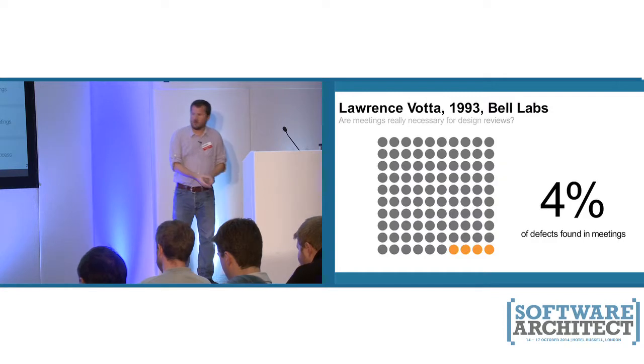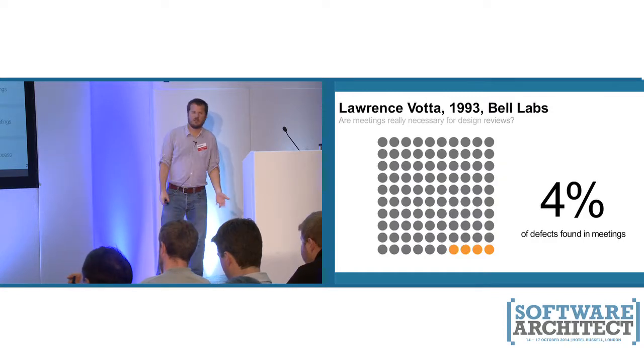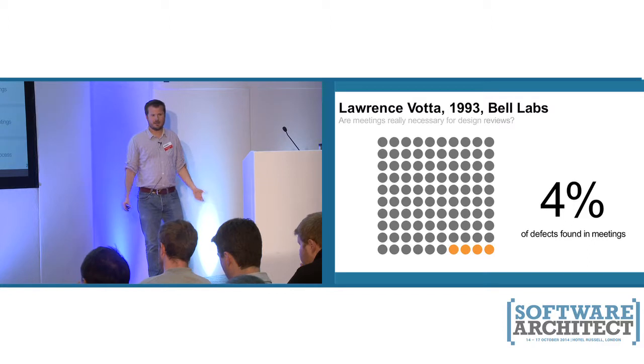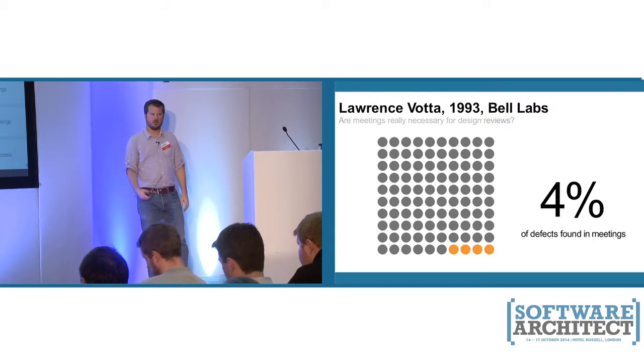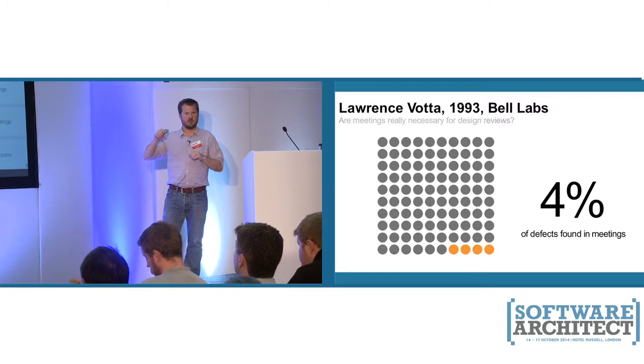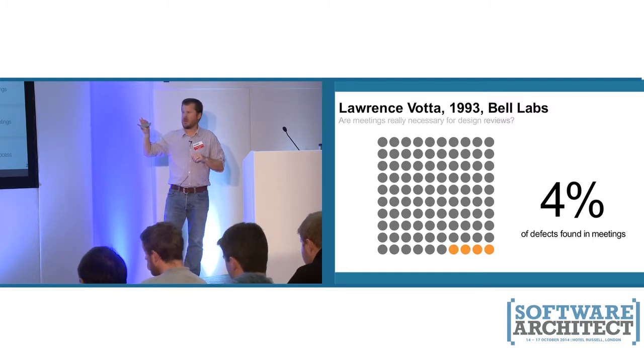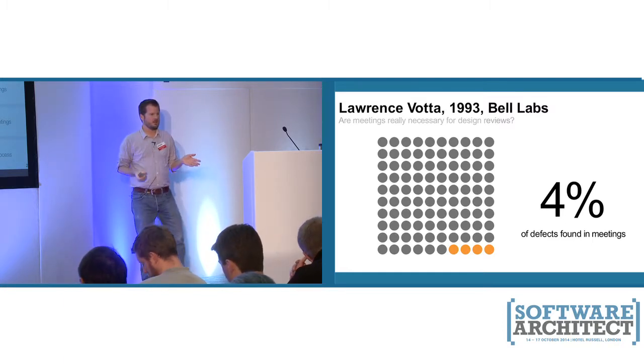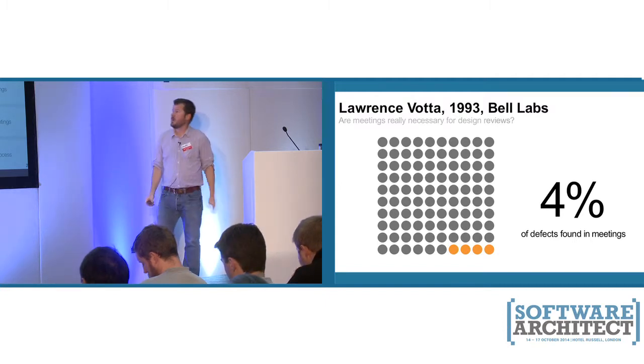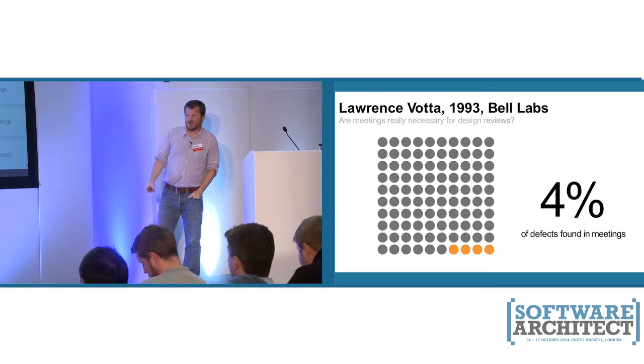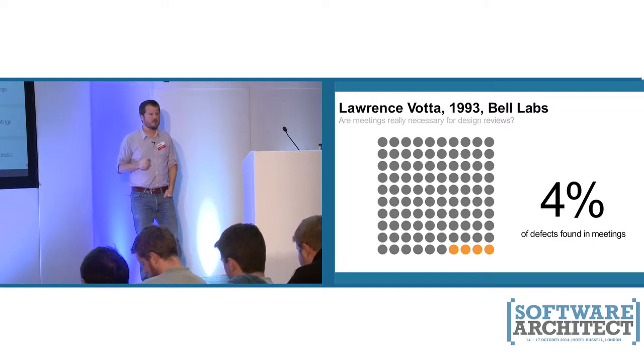Later on, people started asking, do we really have to have meetings? Because meetings are, at least outwardly, very expensive. You're taking a lot of engineers, typically, and putting them in a room for an hour or two. They're not doing anything at that point except reviewing. So can we get the benefits that Fagan identified coming out of reviews without people having to go into meetings and break their day up and get out of the flow? And he found that actually meetings were not critical for getting most of the benefits of review.